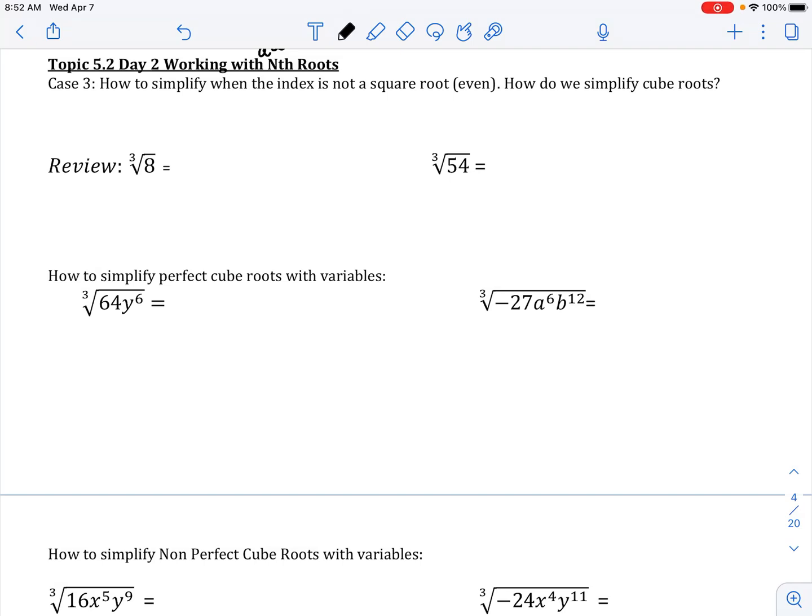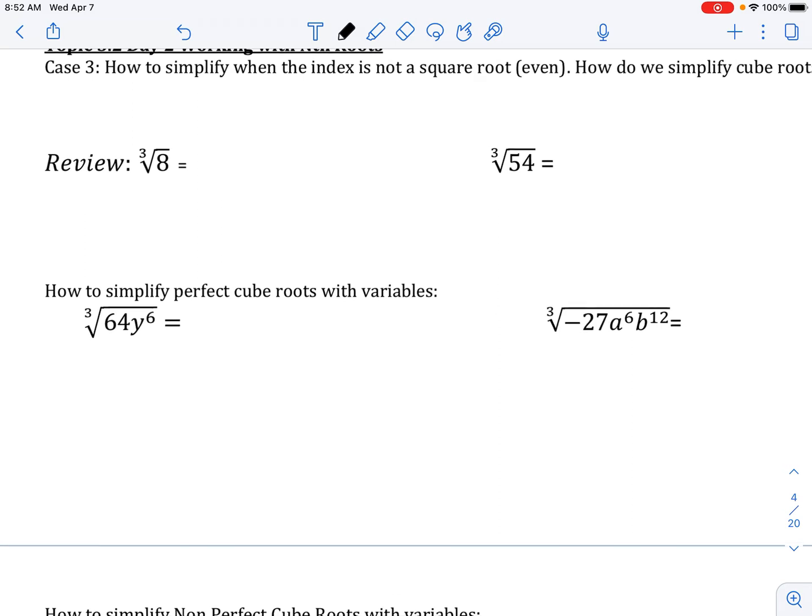Today's lesson is going to be working with nth roots, which means that the index will no longer be a 2 or square root. It will be possibly cube root, so an index of 3, fourth root, an index of 4, fifth root, and so on. So let's review cube roots.